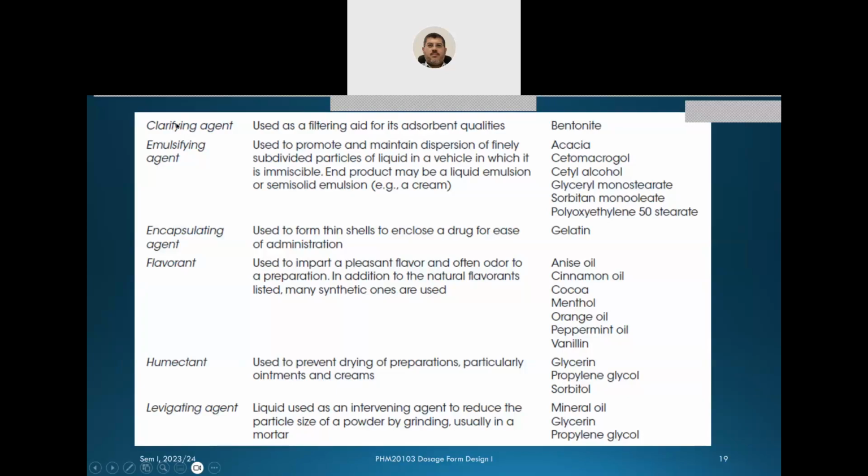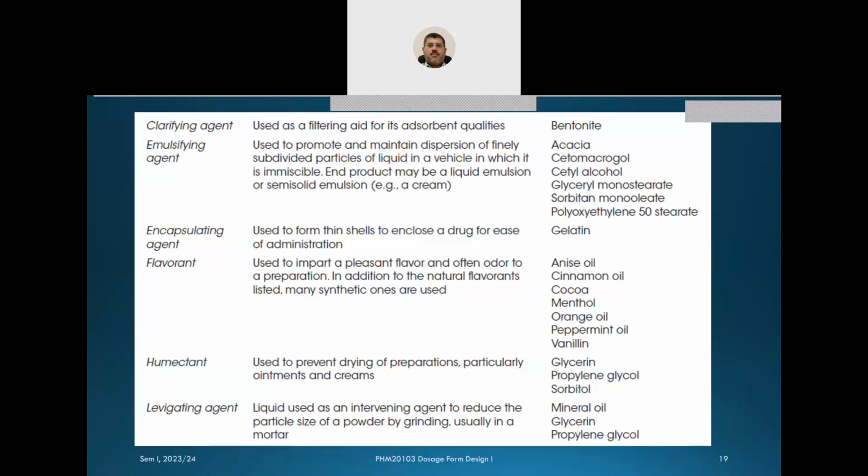There are clarifying agents used as filtering aids for their adsorbent qualities, like bentonite. Emulsifying agents: when we want to make an emulsion, then we can use an emulsifying agent in the formulation. So they promote and maintain the dispersion of finely subdivided particles of liquid in a vehicle in which it is immiscible. Emulsion is usually when you want to mix oil with water.